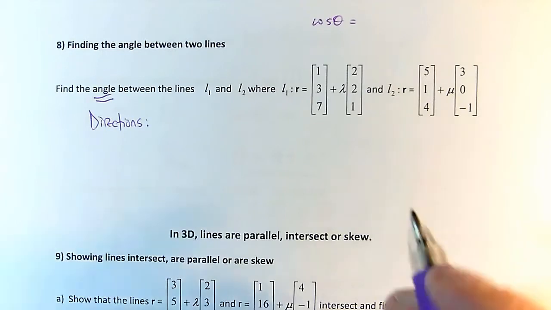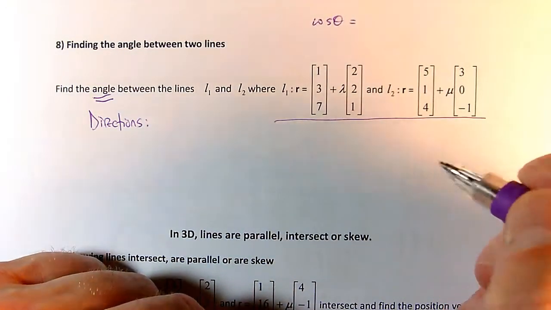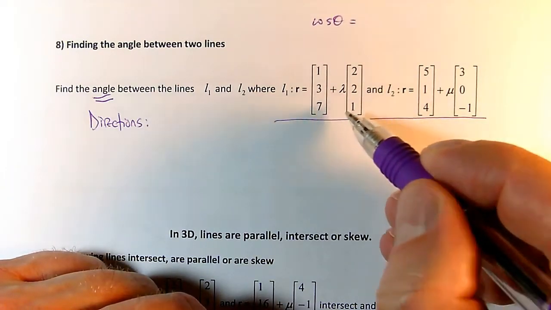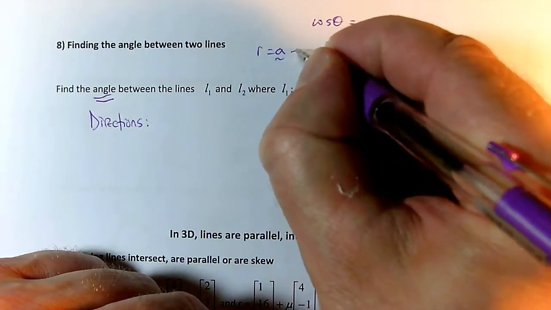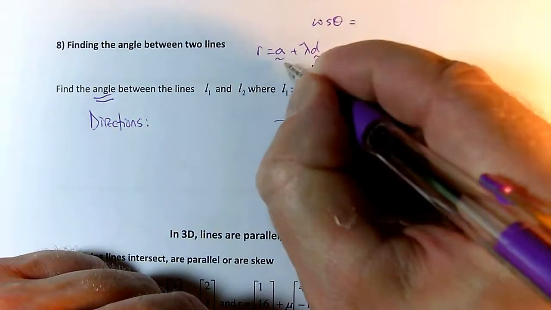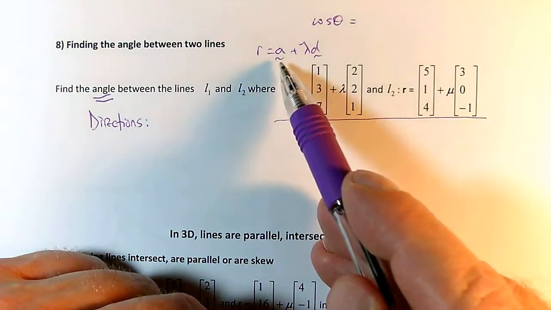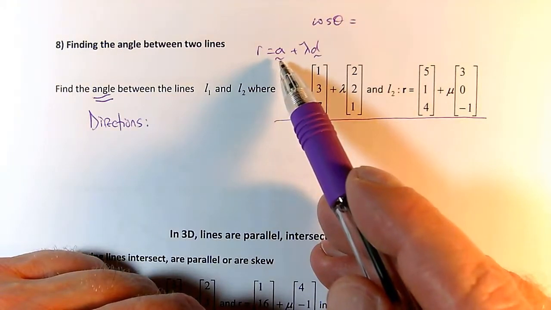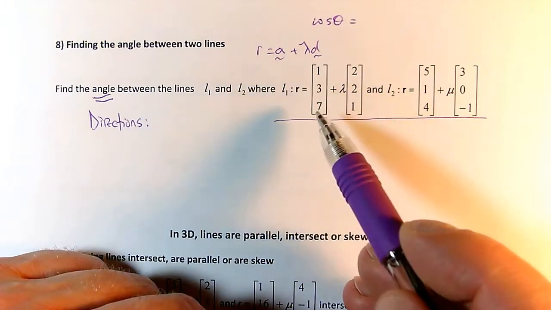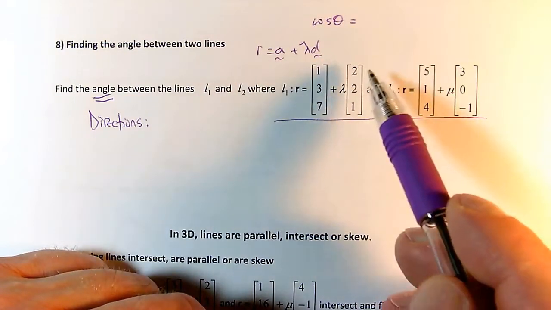Okay, so where am I getting my directions from? Well, obviously this is my starting point here. Now, what do these column vectors tell me? Well, remember, in r equals a plus lambda d, a and d have meanings. Lambda is just a parameter. But a tells me the position of a point on the line. Does that tell me its direction? No. Do I care about 137? No. Which part of the vector equation tells me the direction?